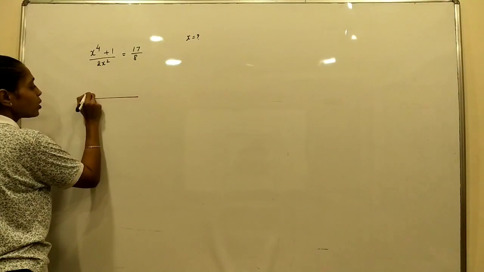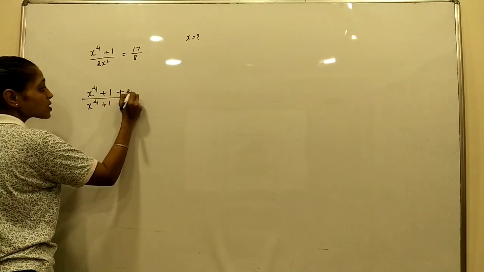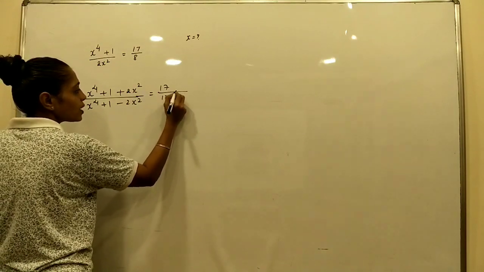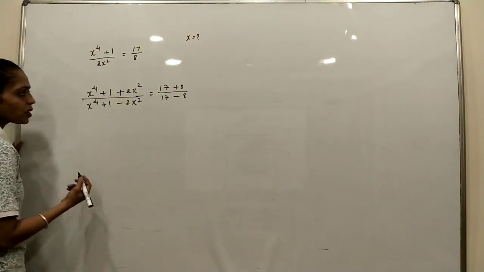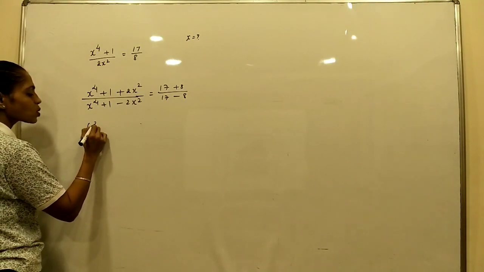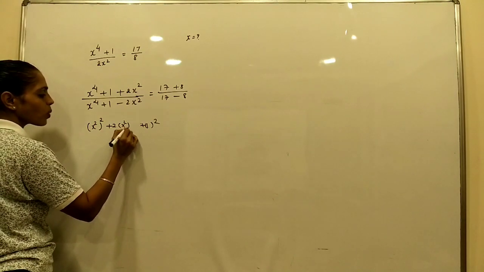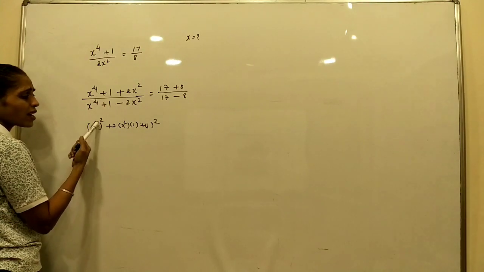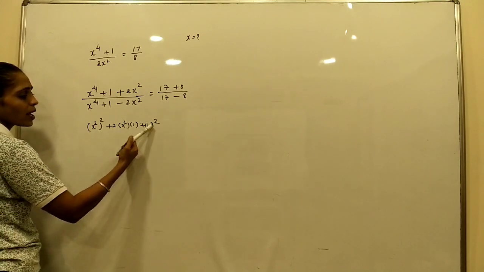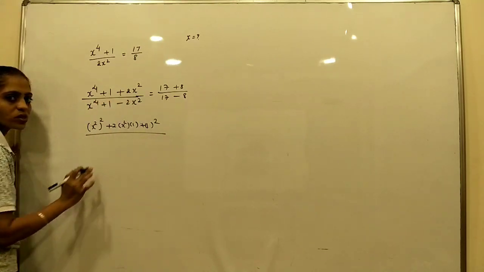Let's apply componendo dividendo. x^4 + 1 is the numerator plus denominator, minus denominator, and 17 is the numerator plus denominator, minus denominator. Now arrange it. That is (x^2)^2 + 1^2 + 2 into x^2 into 1. Got it? This is the whole square. x^4 is (x^2)^2, and in the formula 2ab, with a and b being x^2 and 1, the middle term is 2x^2. In short, this is the whole square of (x^2 + 1).